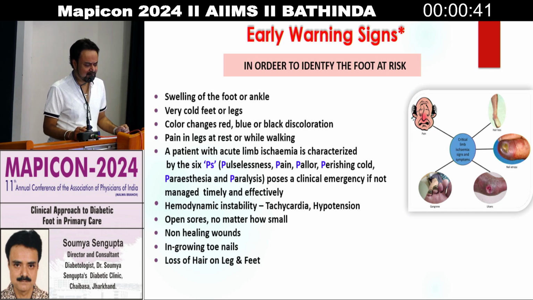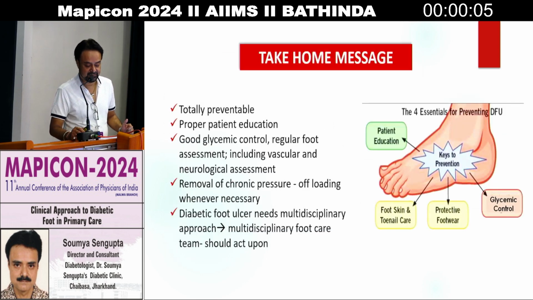So early warning signs, in order to identify the foot at risk and timely refer to the tertiary center: swelling of the foot or ankle, very cold feet or legs, color changes red, blue, black, discoloration, pain in the legs or while walking. A patient with acute limb ischemia is characterized by the 6 P's: pulselessness, pain, pallor, perishing cold, paresthesia, and paralysis. This poses a clinical emergency if not managed timely and effectively. Tachycardia, hypotension, like hemodynamic instability, open sores, non-healing wounds, ingrowing toenails, loss of hair in leg and feet.